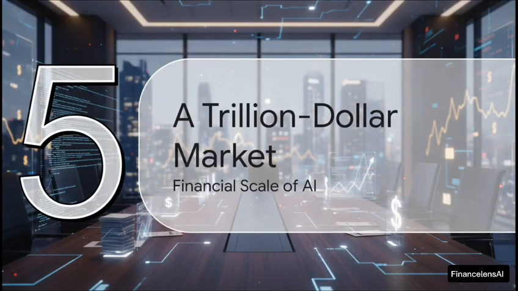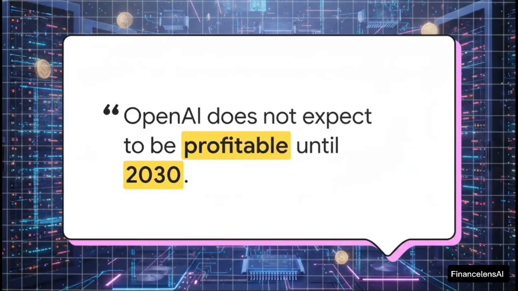And finally, Section 5, a trillion-dollar industry, the massive financial scale of the AI revolution. We're zooming out from the software and looking straight at the corporate boardroom to see the staggering money powering all this. What's absolutely fascinating is the sheer scale of the computing costs happening behind closed doors. Check this out. Despite pulling in a massive $2 billion in monthly revenue this past March, OpenAI told investors it doesn't expect to actually be profitable until the year 2030.